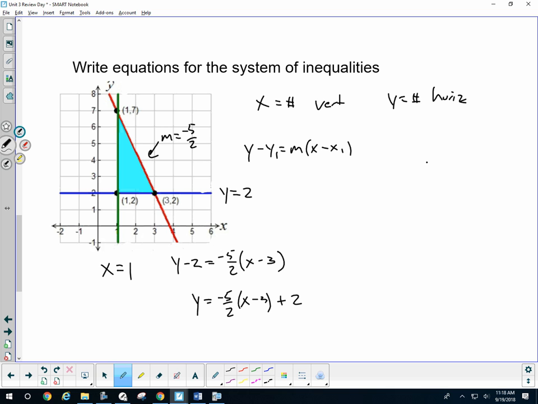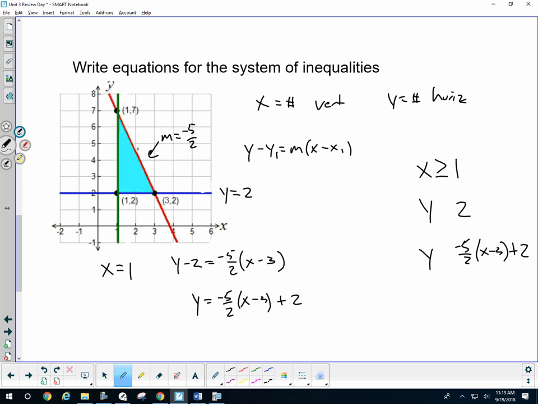So we got an x with a 1. We got a y with the 2. And then we have a y with negative 5 halves, x minus 3 plus 2. Next thing I have to worry about is my inequality symbols. So am I shading to the right or to the left of 1? It's to the right, where my x's are larger. So I'm going to be greater than or equal to.